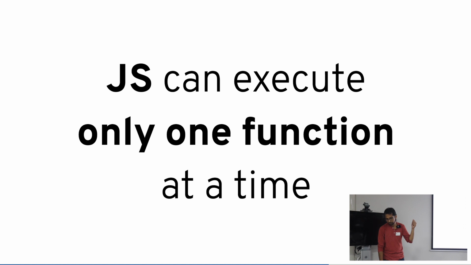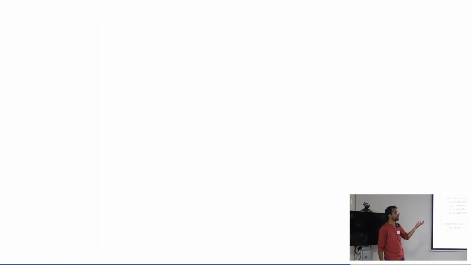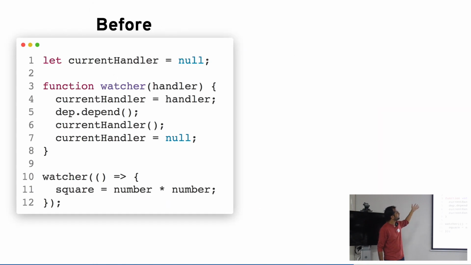So I'm going to go back to the dep class, and this is the dep class that we have written so far, and you'll see that that's pretty much what we do: we only save the current handler. The way this works is by making the current handler a global variable. So we start with saying the current handler is null, and then whenever we pass a function that needs to be watched, we set that as the current handler, and only after that do we call dep.depend. So anytime dep.depend is called, we know that the current handler is whatever function is executing, that is using the number variable or any other variable.